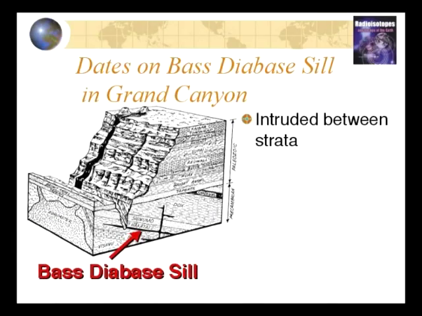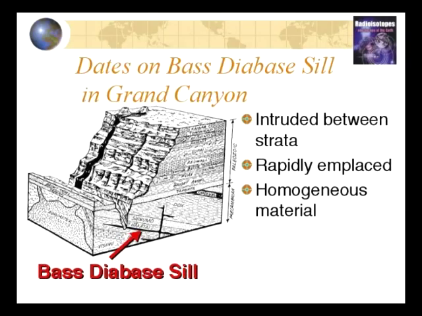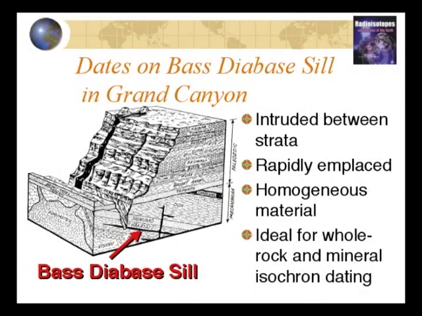It's intruded between strata, so it has to be younger than the strata that it's contained in. It's rapidly emplaced because it shows evidence of forceful injection, and because it couldn't intrude itself slowly, it would segregate into different mineral phases. It's very homogeneous material, and because it's very homogeneous material, it lends itself to the isochron dating assumptions, and it's ideal for whole rock and mineral isochron dating.